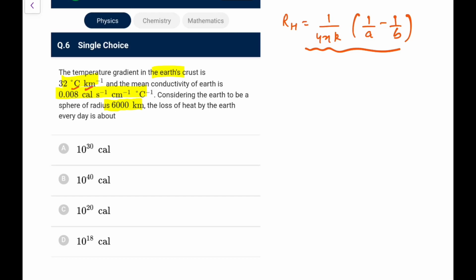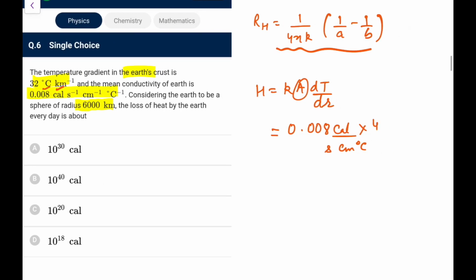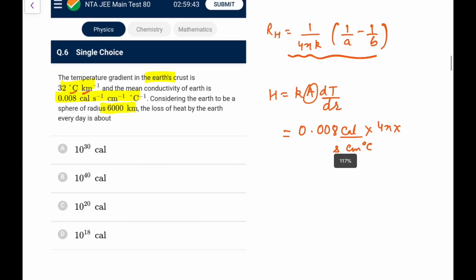So here I am assuming they have just considered it like simple H, they have used H = KA dT by dr, and they have taken area to be 4 pi r square, which I don't think is the right way to do, but we are left with no choice but to do this only. So K is 0.008, just be careful about the unit, calorie per second per centimeter per degree Celsius. Area, if I talk about, it is 4 pi r square.